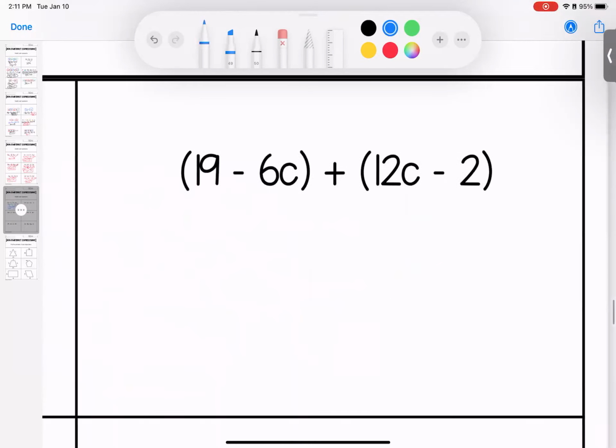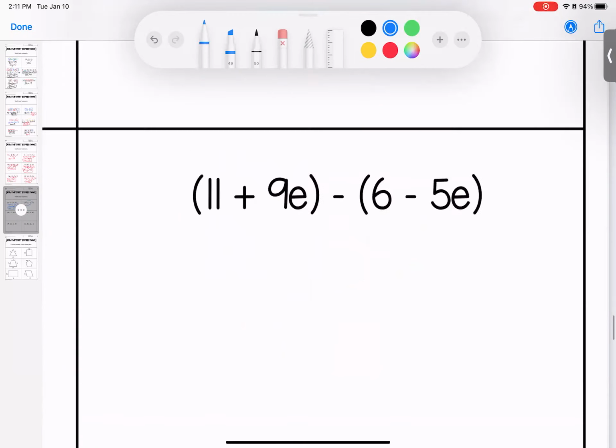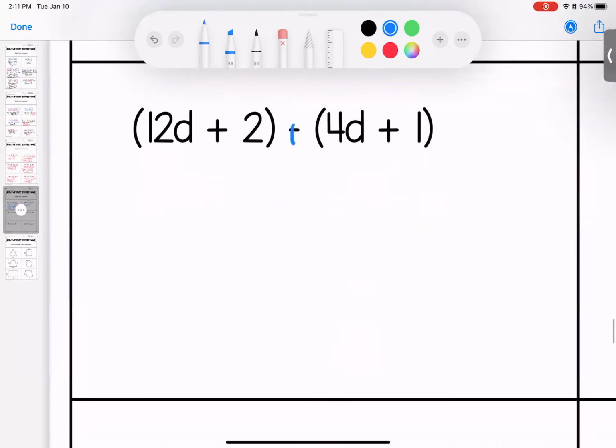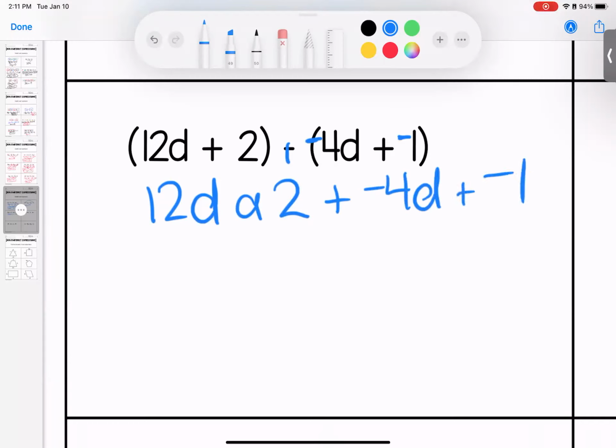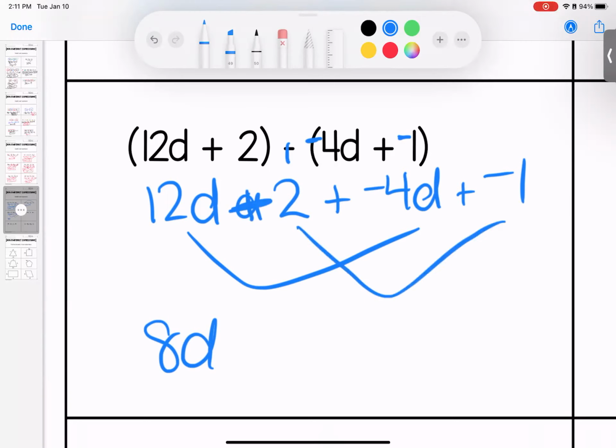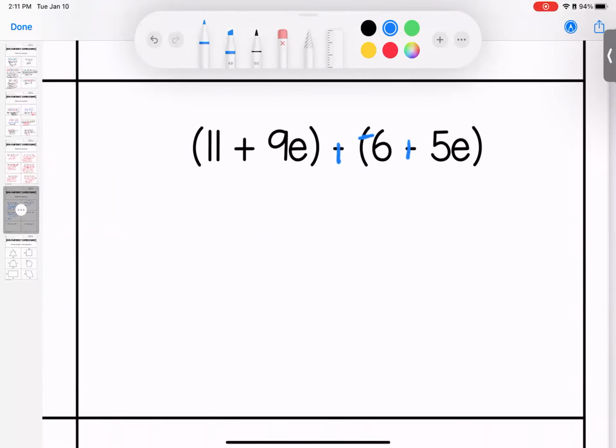26b minus 16. Keep, change, keep, change. 12c and negative 6c leave me with positive 6c. 19 minus 2 is 17. 6c plus 17. Keep, change. Let's make some opposites. Rewrite 12d plus 2 plus negative 4d plus negative 1. 12d and negative 4d is 8d. Oh, this is a plus. 2 minus 1 is 1. 8d plus 1. Over here, opposites.